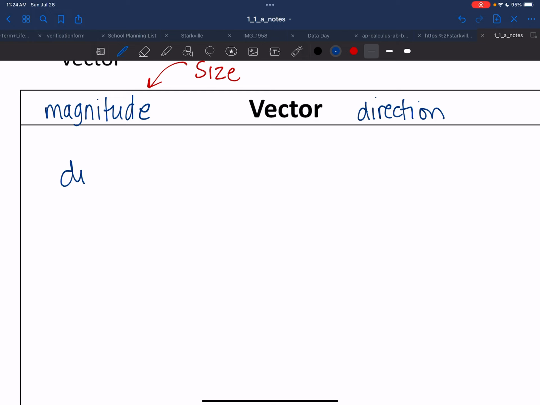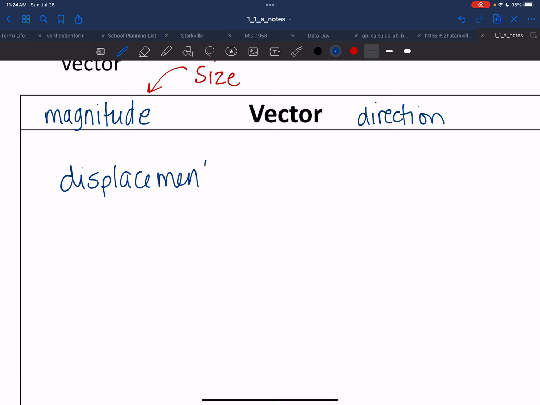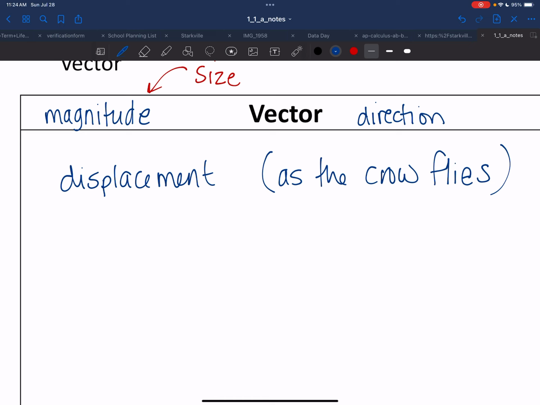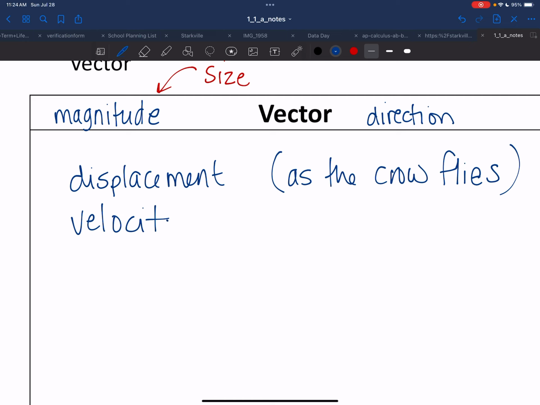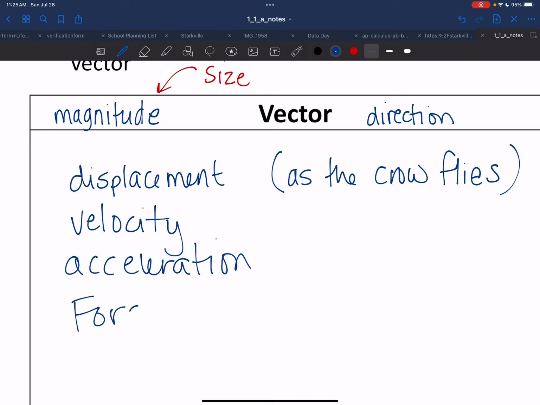So displacement. And displacement, I'm going to put a little note here, as the crow flies. So it's not really following the path. It's from point A to point B, the straightest line. So we'll talk about that more. Velocity is a vector. Acceleration is a vector. Force is a vector.